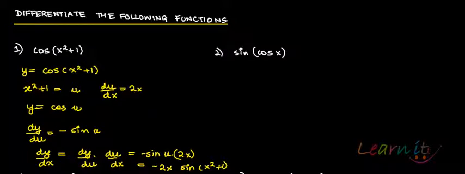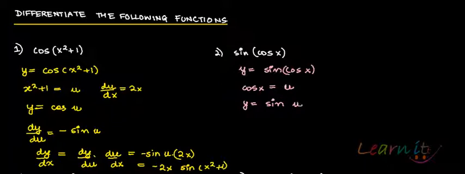Okay, then in the next question you have sine of cos x, so you can write y is equal to sine of cos x, where supposedly cos x is equal to u. So your function has become y is equal to sine of u. From here you can find dy by du, which is cos of u. And from here you can find du by dx, which is minus sine x.